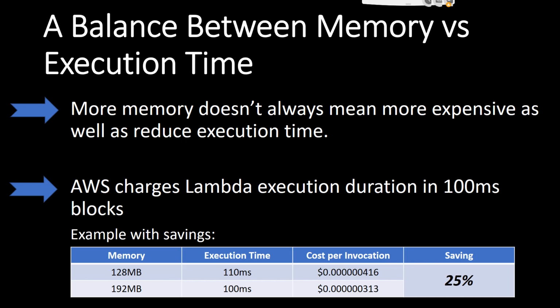So AWS charges for Lambda execution based on the memory it uses and the execution time it takes. These two factors are very important to understand because if you don't pay attention to them, you will end up with a huge bill coming to your account. The first thing we need to understand is that allocating more memory does not always mean it will be more expensive, as it can also reduce the execution time.